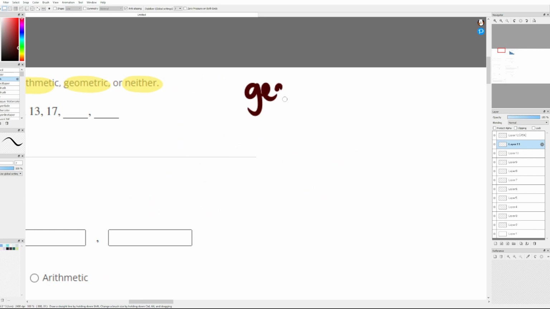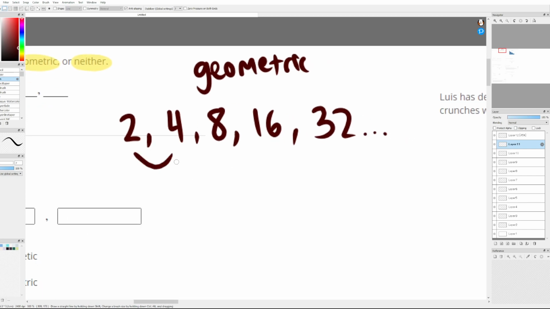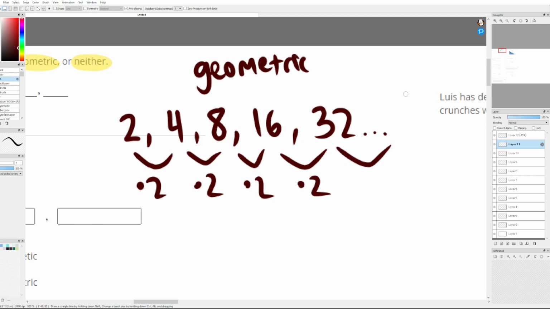Geometric is when you have a sequence of numbers that are being multiplied or divided by the same amount for each number in the sequence. So if we had something like 2, 4, 8, 16, 32, we would know that this is geometric because it's timesing by 2 each time. And we would know that the next number in the sequence would be 64 because 32 times 2 is 64. That is a geometric sequence.